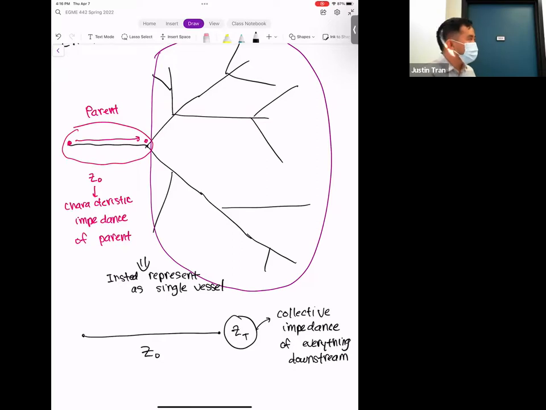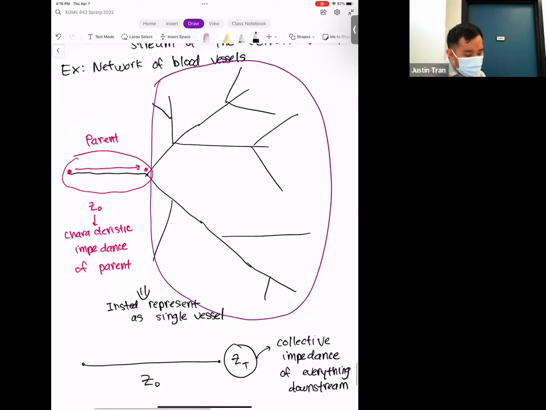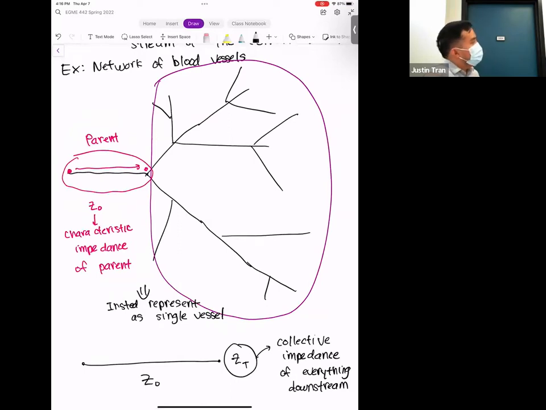And so from a computational perspective, this saves us a lot of work. Let's say that we want to solve the 1D equations. Instead of solving the 1D equations for this huge network of vessels, and we'd have to do it for, I don't even know how many vessels there are here, maybe like 12, 13, we can instead do it for one. Instead of all the 11 or 12 downstream vessels, we just represent that by its terminal impedance.